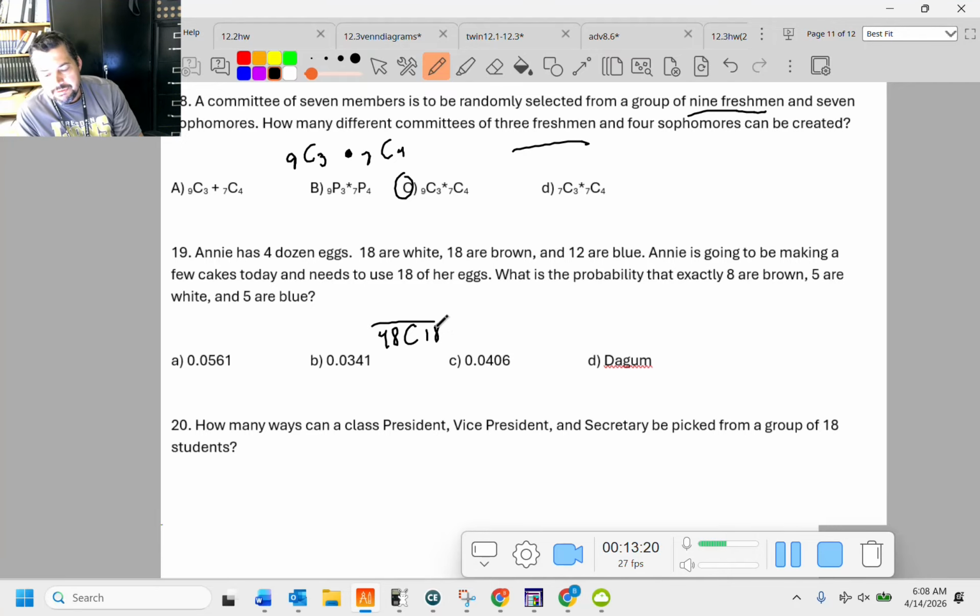It wouldn't surprise me if there were kids who didn't know what dozen meant. Nothing I can do about that.